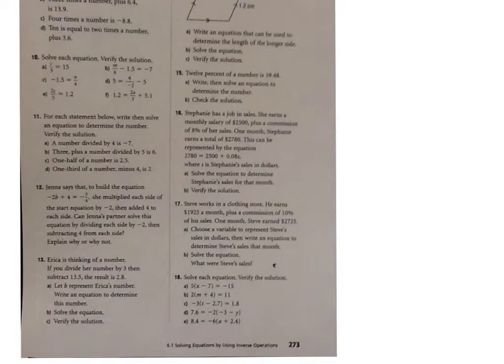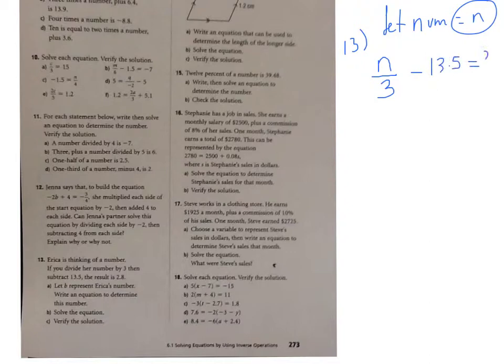Let's try number 13. Erica's thinking of a number. Okay, so let's let the number equal n, just so we have it, we represent what the number is. If you divide her number, so n is the number, if we divide her number by 3 and then subtract 13.5, the result, which is equal, is 2.8.